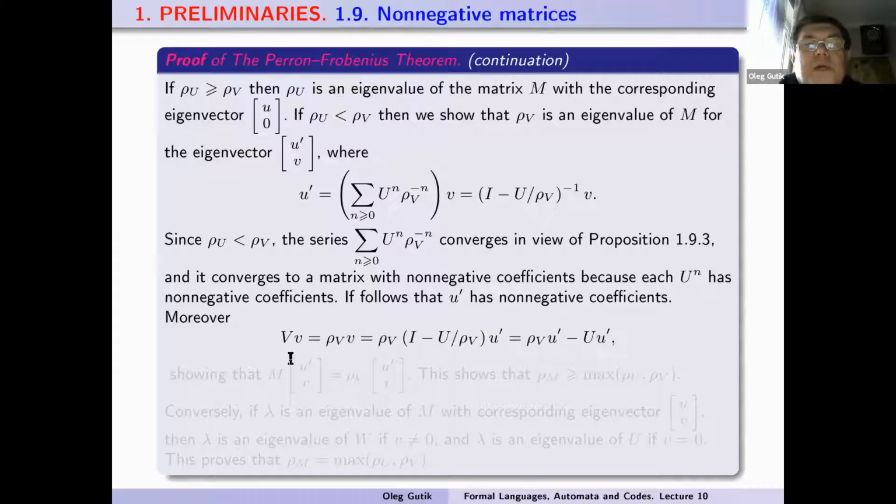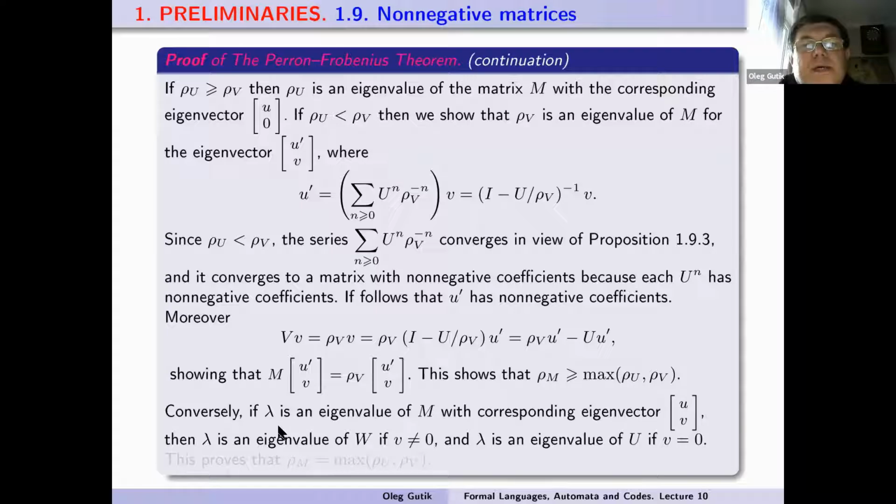Moreover, we have V multiplied by V equals rho V multiplied by V, which equals rho V multiplied by U prime minus U U prime, showing that this product is equal to the following product. This shows that rho M is greater than or equal to the maximum of rho U and rho V.